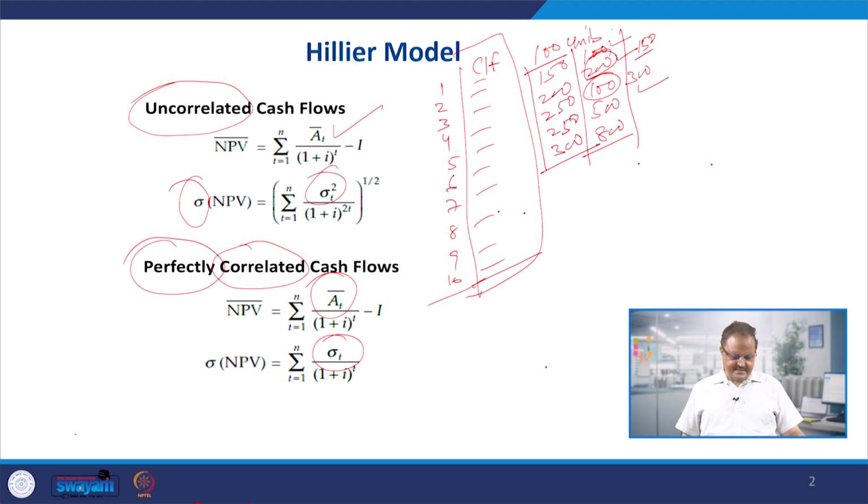So to manage the risk as per this model, you have to grow the sales of the project in a sequential or steady manner, so that the cash flows are largely correlated or perfectly correlated, and the standard deviation is low, and hence the level of risk is also manageable.